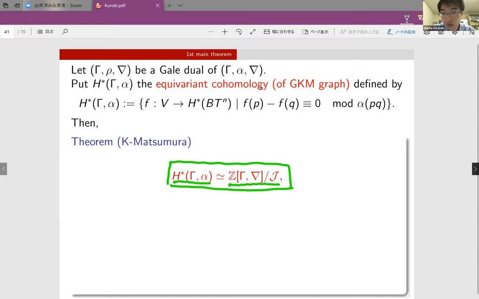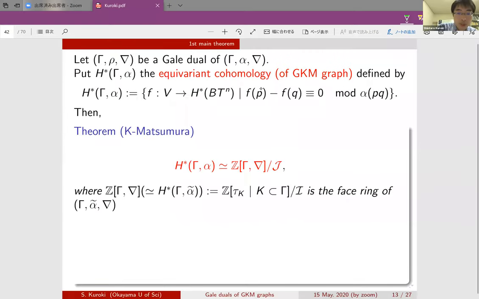And what is this quotient ring? Maybe you are familiar with this ring C(Γ, ∇). It is isomorphic to the equivariant cohomology of a torus graph, and it is defined by this. This is often called the face ring of the GKM graph. The important part in this talk is its generators. It is generated by Thom classes, which are defined by subgraphs of Γ. I omit the definition of this ideal I, since most of you are familiar with it from toric topology. Anyway, in this talk, this J is important.